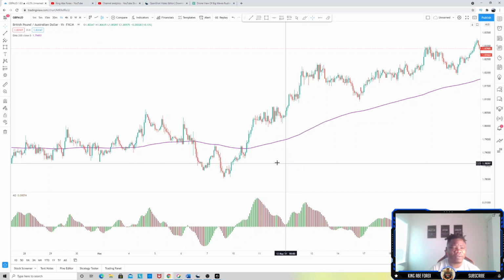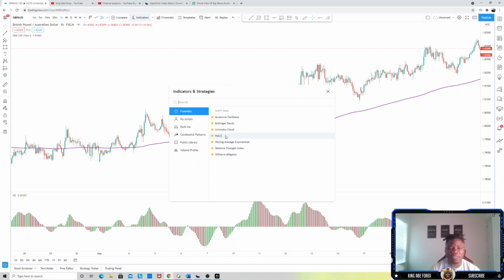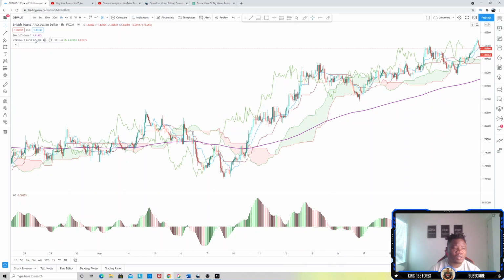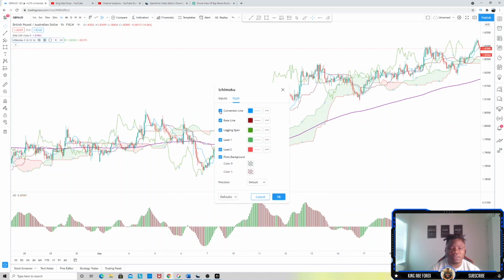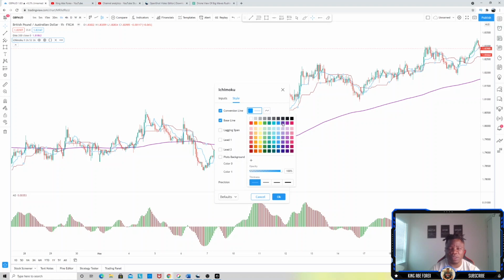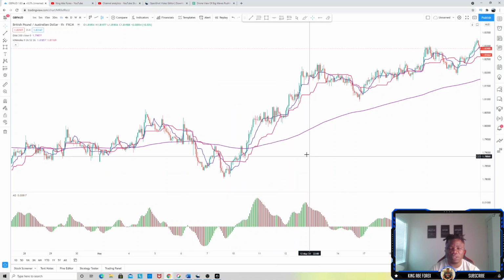So now that we have that out of the way, we're going to add another indicator. This time around, we're going to add the Ichimoku cloud, and we're just going to do some settings. Lagging span, we don't need it. LED 1, LED 2, plot background, we don't need it, and we're just going to change these settings as well. I'll use this for the conversion line, and for this I'll use red. Change the thickness as well, and once you're done, you click on OK.